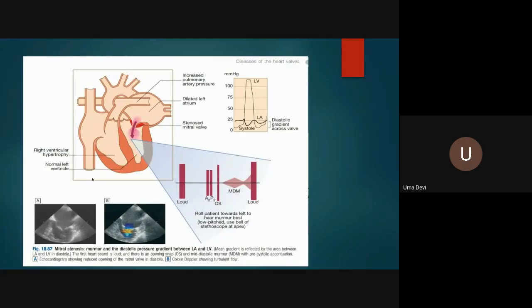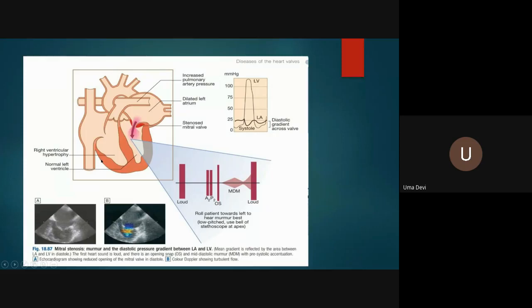So this is the diagram given in your Davidson. Basically, what I have taken is mostly from Davidson. This is your left atrium, this is your left ventricle, there is a stenosis, and the blood has to cross the stenosed valve. So what happens? One, a dilated left atrium, then right ventricular hypertrophy, LV is normal. Usually the RV will be very thin. Here it is so hypertrophied.